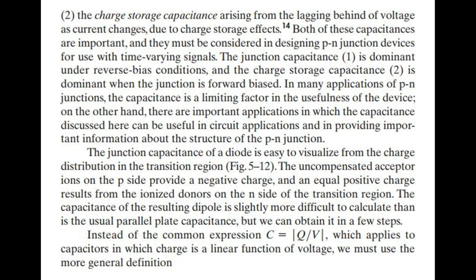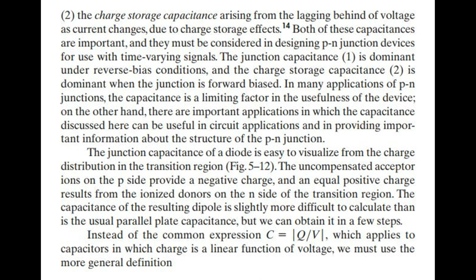The junction capacitance of a diode is easy to visualize from the charge distribution in the transition region, Fig 512. The uncompensated acceptor ions on the p side provide a negative charge, and an equal positive charge results from the ionized donors on the n side of the transition region. The capacitance of the resulting dipole is slightly more difficult to calculate than is the usual parallel plate capacitance, but we can obtain it in a few steps.